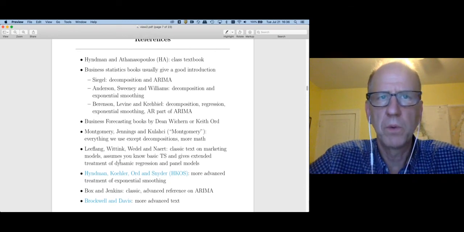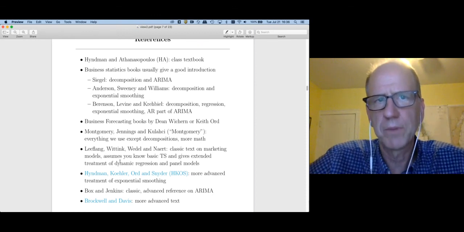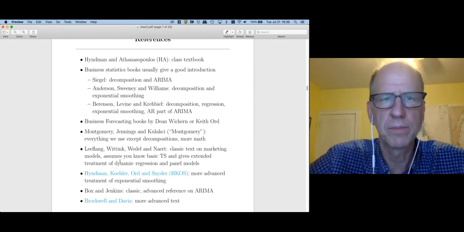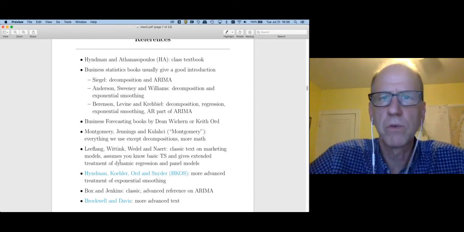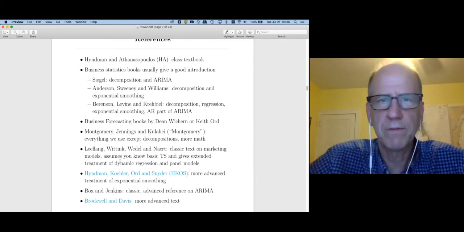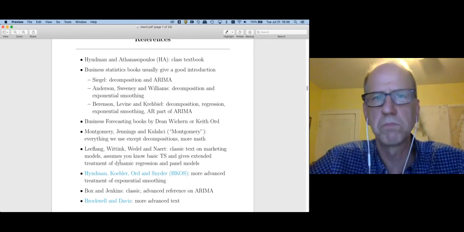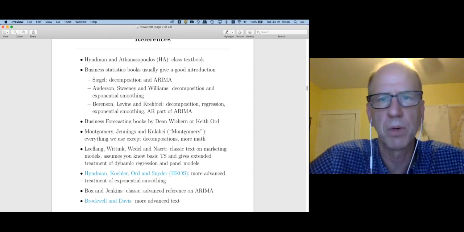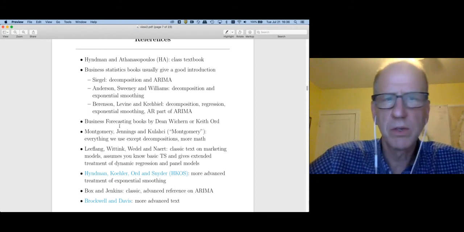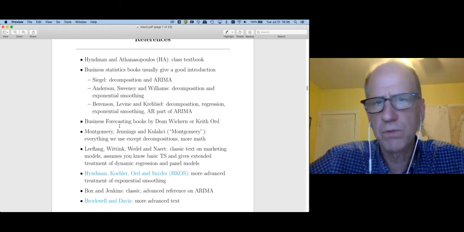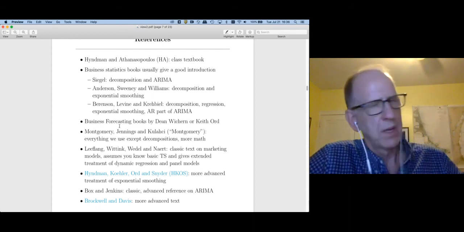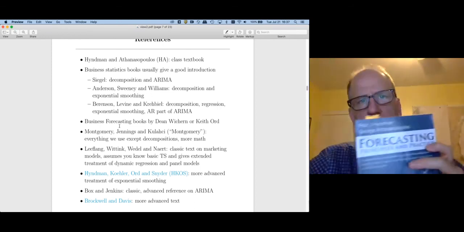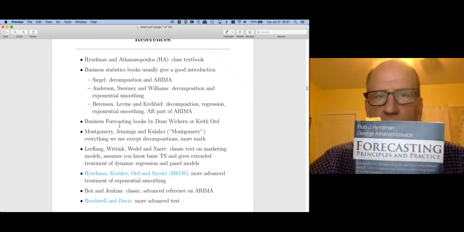Every business stats book on the planet will have at least one chapter on time series, and they usually do a very good job of covering it. It's such a vast topic that they usually do decompositions and then they pick and choose and do one method of the more advanced approaches. There's also a series of books that are business forecasting textbooks for a complete course beyond what you would get in a business stats book. So I would put our text, the Heinemann book, into that category.